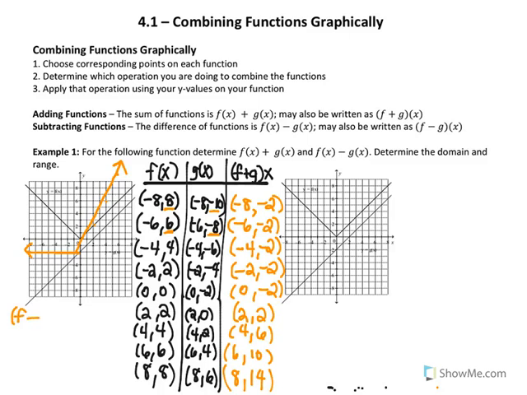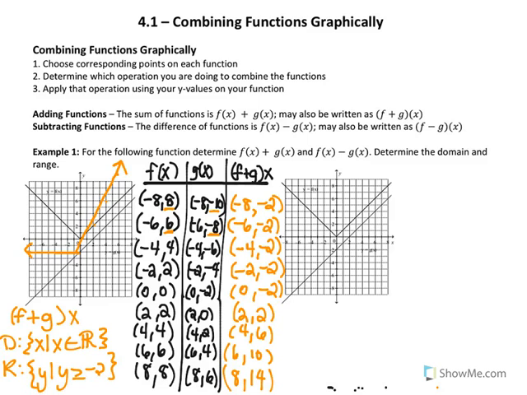So for our function f plus g of x, our domain is all the real numbers. You can go on and on for both sides, and our range is going to be greater than or equal to -2. I ran out of room, so I'm just writing that.